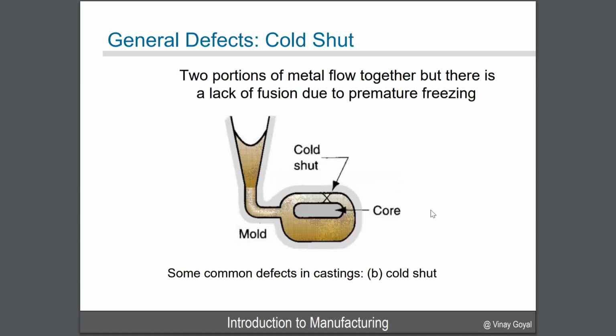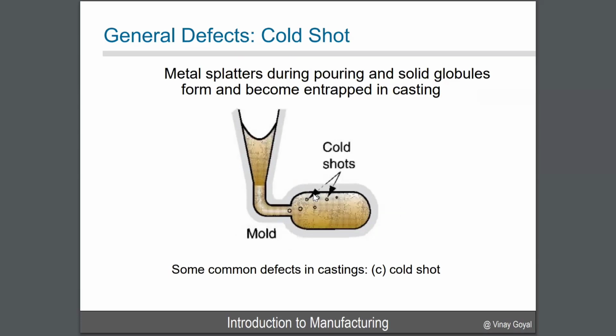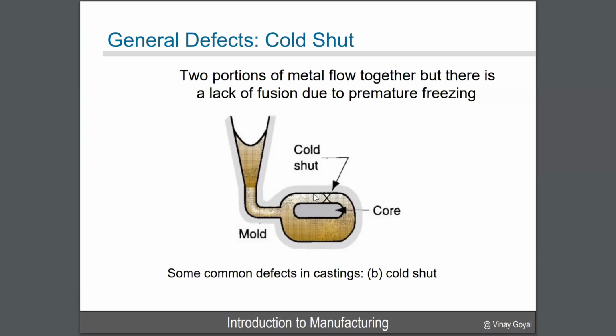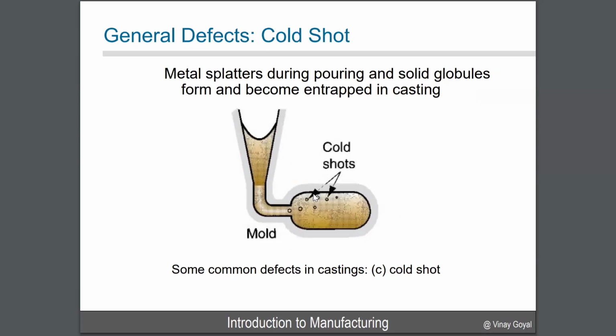A cold shut is a situation that I described before, where you have portions of metal flow that flow together, but there's a lack of fusion because things got cooled down at different times. The defect you get out of this is a cold shut, is what you may hear in industry. It is a lack of fusion of the metals. There's another one that's different. This is called cold shut and this is called cold shot, right? So two different kinds. Here you have metal splatters during the pouring and solid globules. Basically, you have metal splatters that start suspending within the metal. And that can become entrapped in the casting.